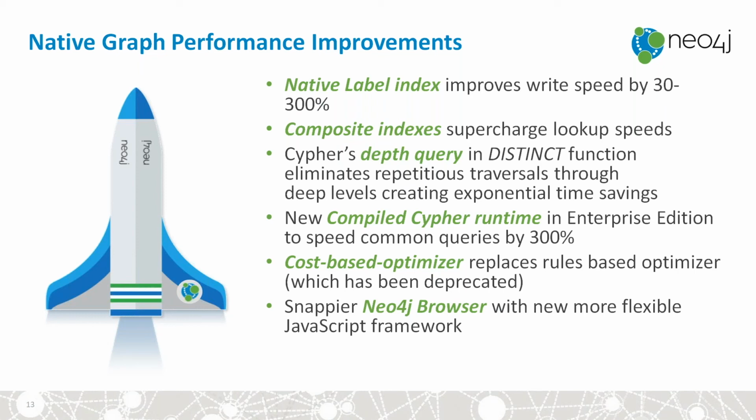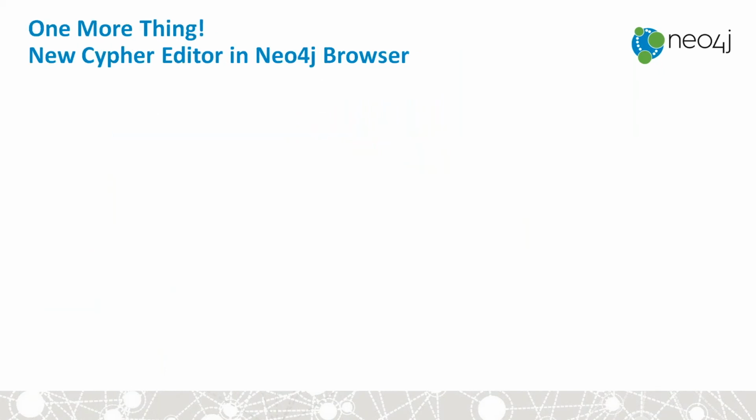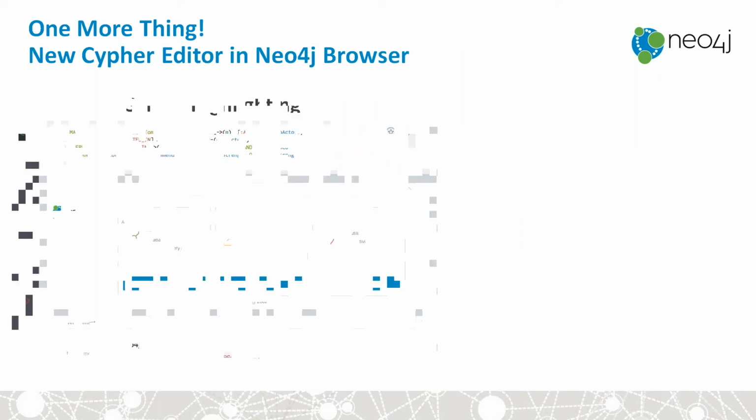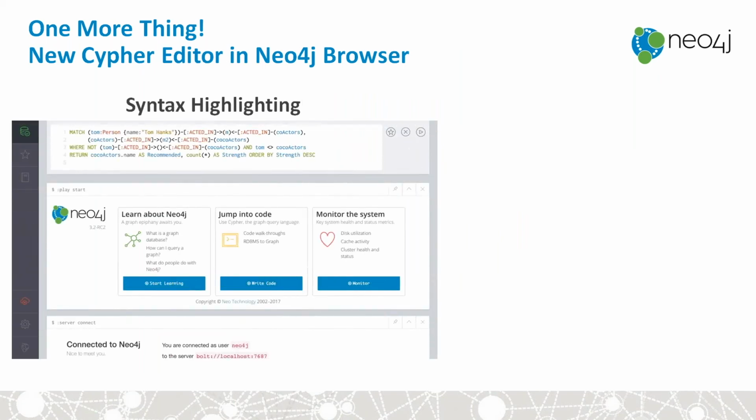And finally here, we've rewritten the Neo4j browser to include a more flexible JavaScript framework. So you'll see now that the browser itself should be quicker. We're calling it snappier, just as you're using it on a day-to-day basis, and it gives us a foundation for making improvements more rapidly to the browser itself. And to that end, we added a couple of new things to the browser, which are examples of this rewrite and some of the cool things we're now able to do.